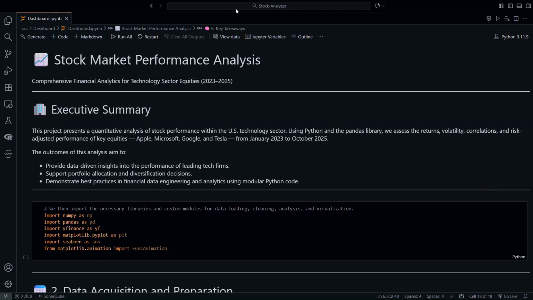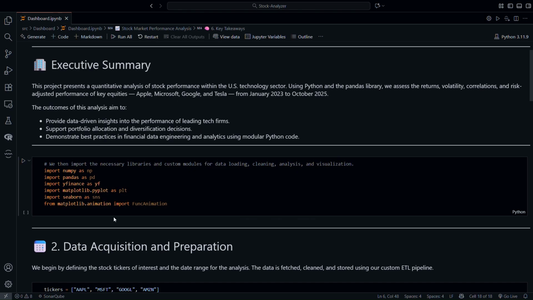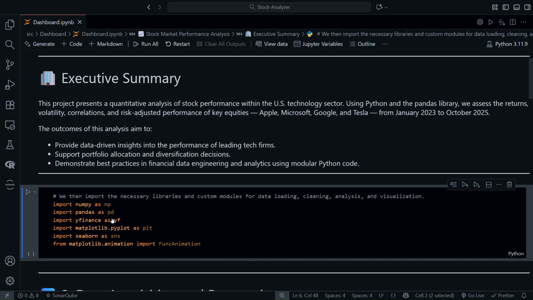Today, I'll walk you through one of my favorite beginner-friendly data science projects, a simple but powerful financial data dashboard built with Python. If you're a student or just starting with data science, this project will help you understand how real financial analysis works, step by step. Alright, let's jump right into the notebook.